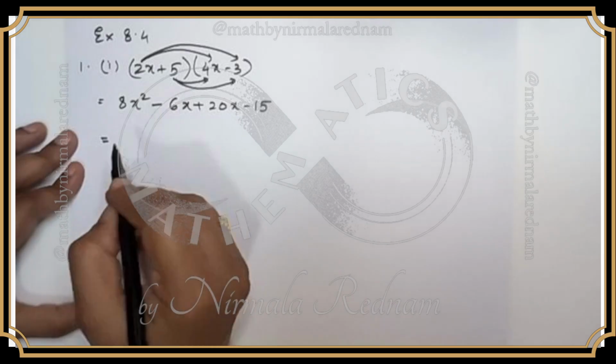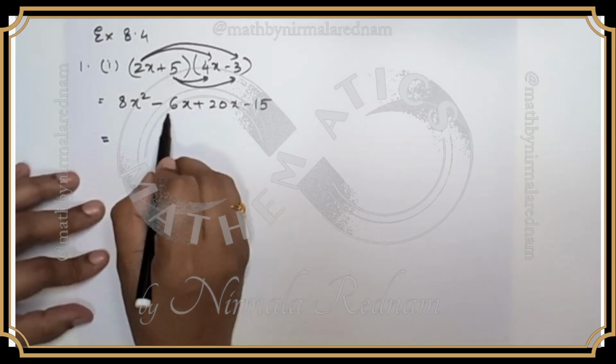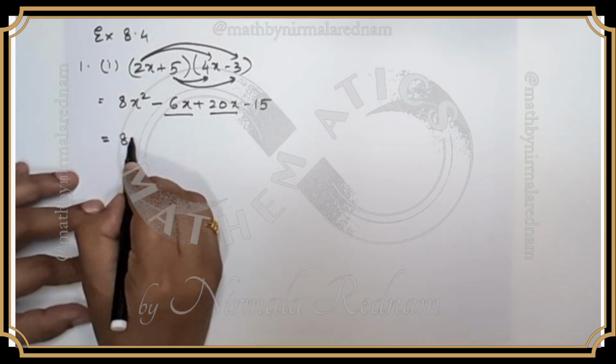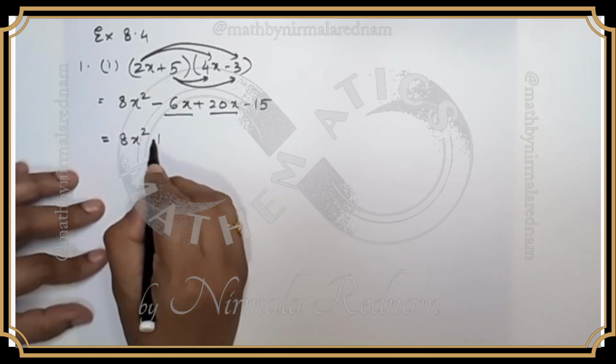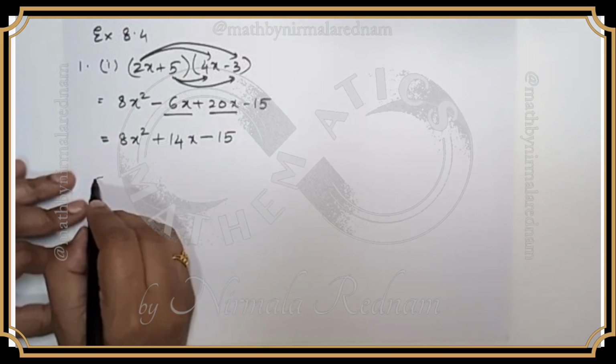Okay, we are going to solve it one step further by identifying the like terms. What are the like terms? These two are like terms. Okay, there are no other like terms. So this is nothing but 14x minus 15. So that is your answer, right?